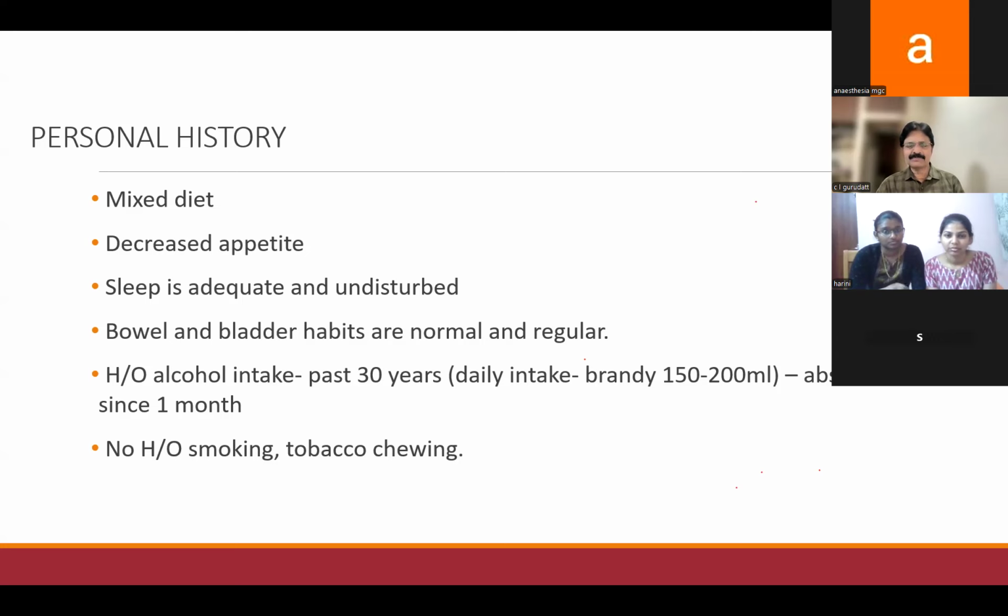If somebody takes more than 80 grams of alcohol for more than 8 years, you can call him an alcoholic. That is a significant intake of alcohol, which can even lead to cirrhosis of liver. Now you say he is taking 200 ml of brandy. How many grams of alcohol is he consuming? What is the percentage of alcohol in brandy? 42%, sir. It is between 40 to 50%.